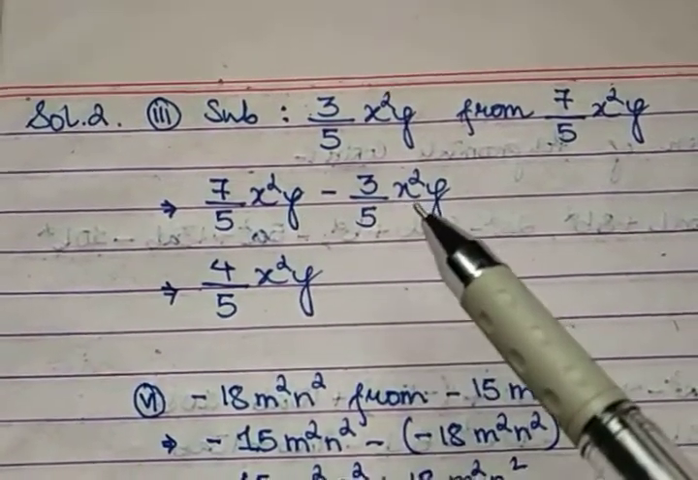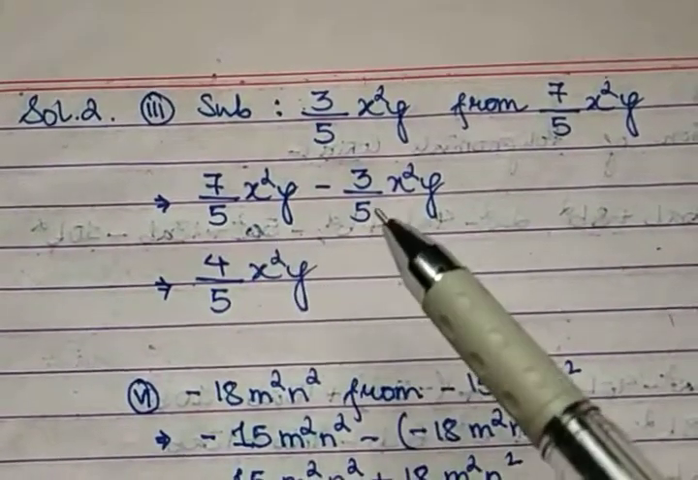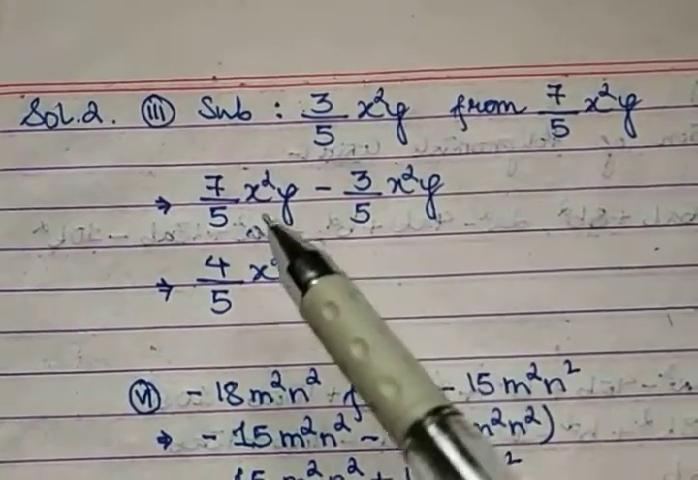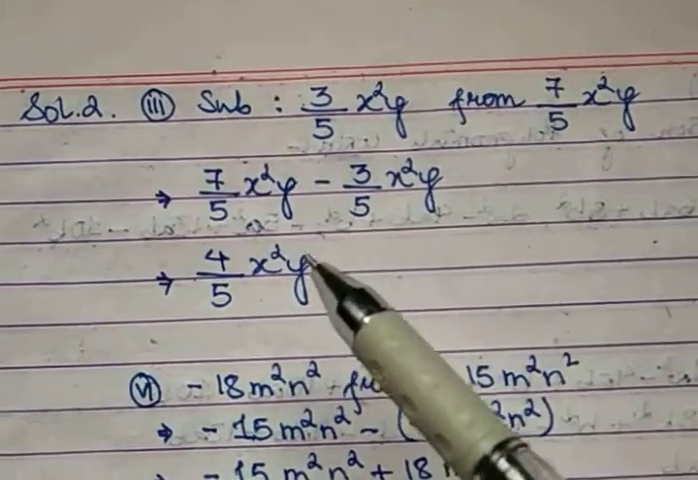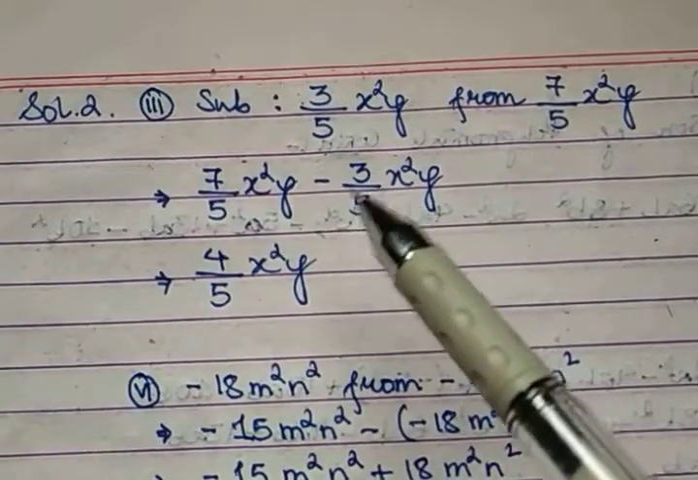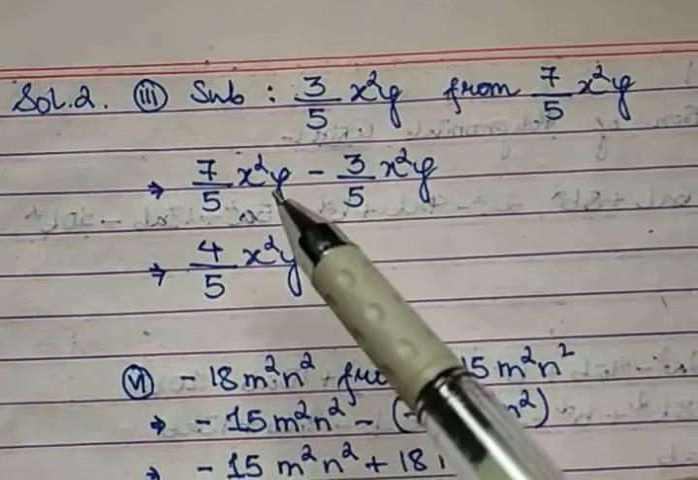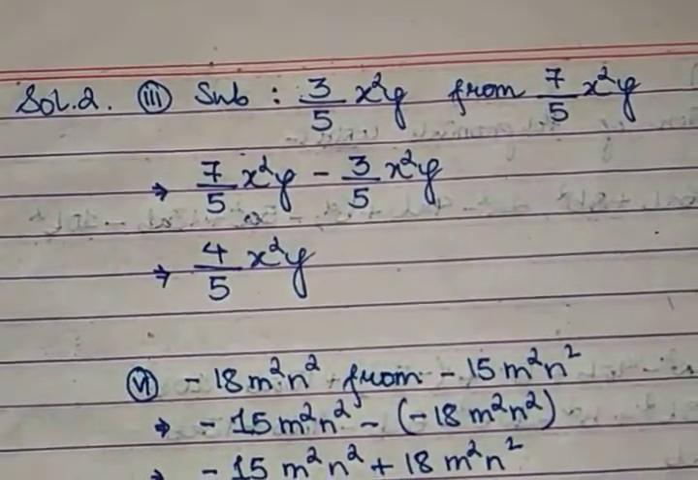So it's now simple subtraction, isn't it? The variables are the same, that is, they are like terms, so all we need to do is go with the constant terms. We got fractional forms that are like fractions, so simple. 7 minus 3, it is 4. 4 divided by 5, the variable remains the same, x square y.